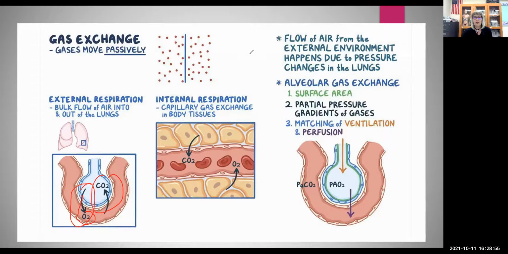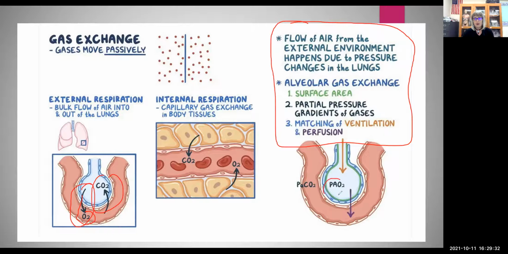The next thing we're going to talk about is right here, perfusion. And that's the last portion, the transportation of that oxygenated blood via the systemic vessels, the arteries, and then final perfusion to the cells. And so the flow of air from the external environment happens due to pressure changes in the lungs. The alveolar gas exchange is the surface area, the partial pressure gradient of gases, matching ventilation and perfusion.